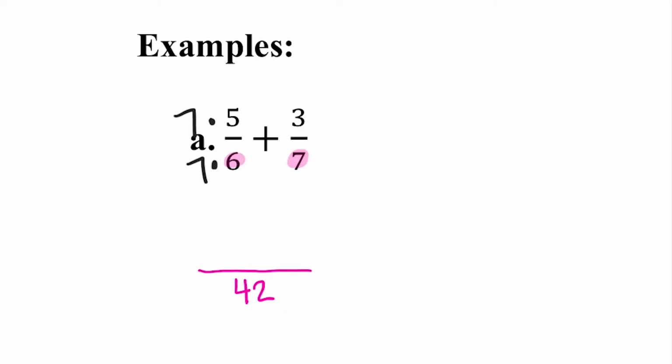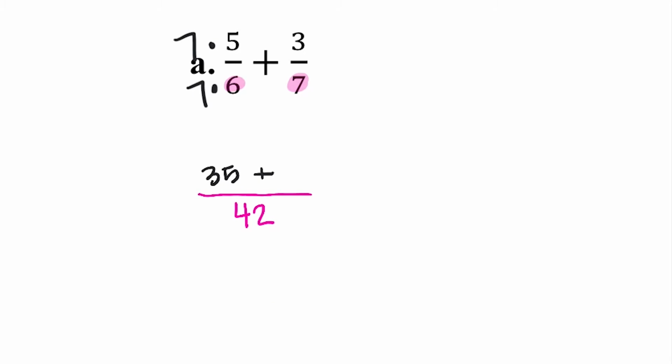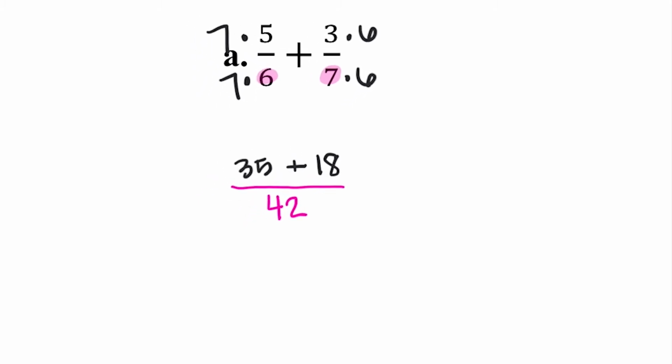So now the top of this is 7 times 5, which is 35. Then we go to the second fraction. The bottom is 7, so in order for that to be 42, we'd have to multiply by 6. And whatever we do to the bottom, we have to do to the top. So we have 3 times 6, which is 18. So now we have 35 plus 18, which is 53 over 42, and that would be our answer.